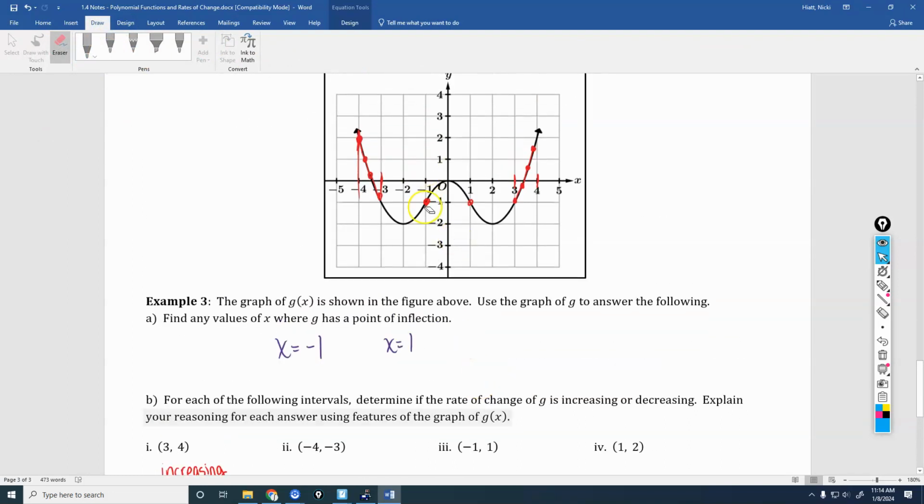So, what about from -1 to 1? Rate of change increasing or decreasing?